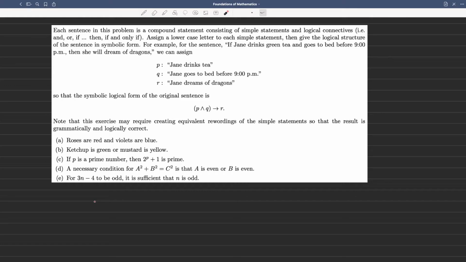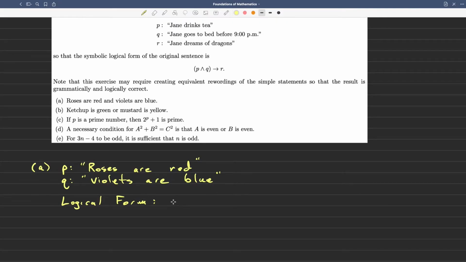All right, welcome back. So now, let's start with part A. I'll do part A and then I'll do part D. Okay, so for part A, I would do P is the statement, roses are red. And then I would do Q is the statement, violets are blue. And then the logical form of the original sentence is P and, that little upside down caret symbol, Q.